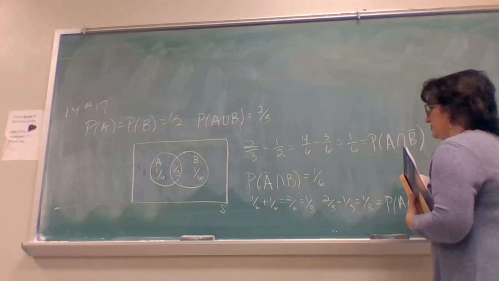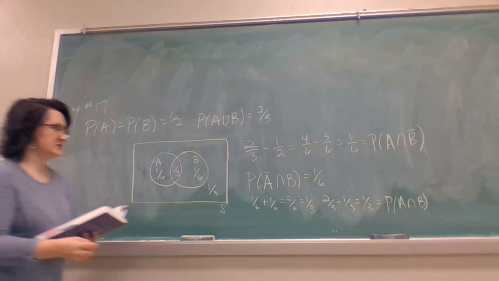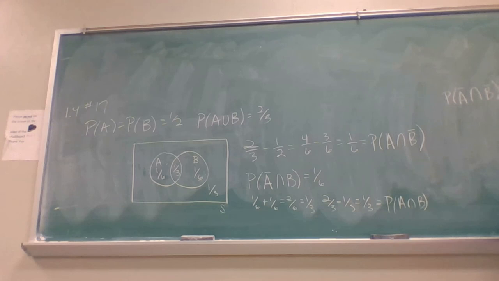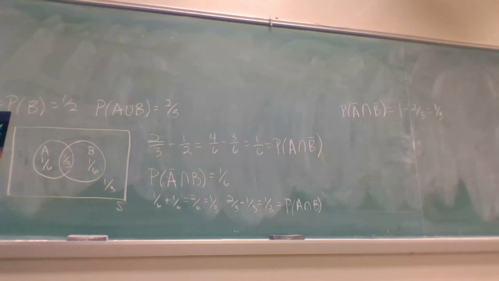And we know that's all 2/3. We've got 1/3 floating around out here. And that 1/3, that's part D, probability of A complement intersected with B complement, right? 1 minus 2/3 is 1/3. And if it were A complement union B complement, then it would be everything but the central piece, correct? Yes.